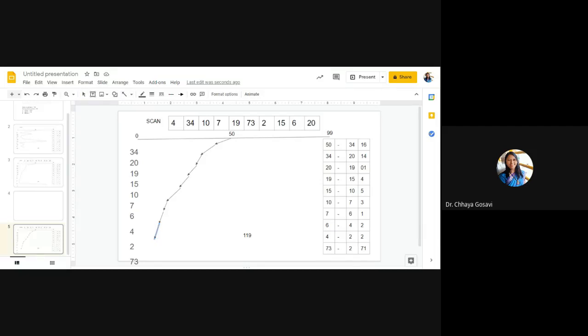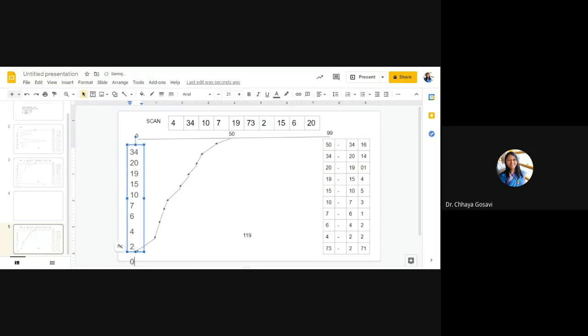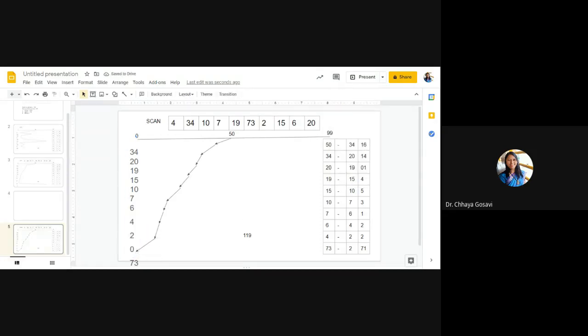It will first move towards 0. So it will also go to the 0th cylinder, and then from the 0th cylinder it will change direction and perform the request of 73.